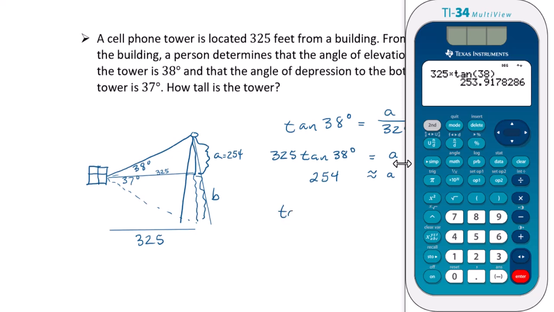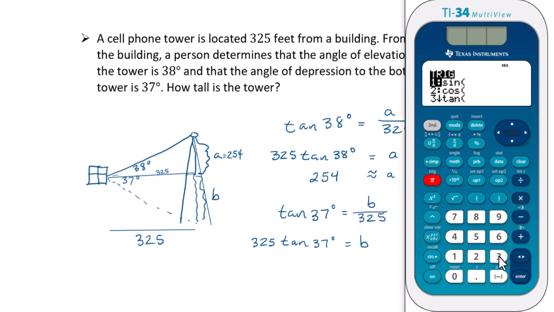So here I have the tangent of 37 degrees is the opposite over the adjacent. And I go ahead and multiply by 325 again. So 325 times the tangent of 37 degrees is B. So 325 times the tangent of 37, and I get approximately 245.